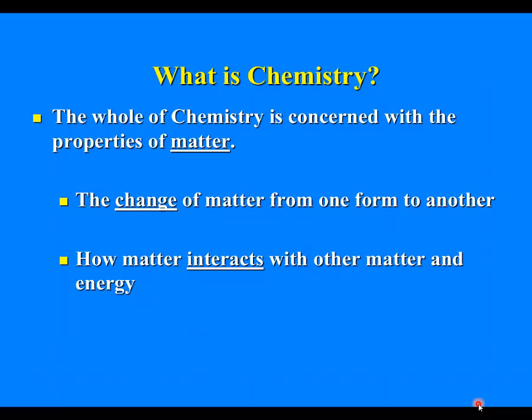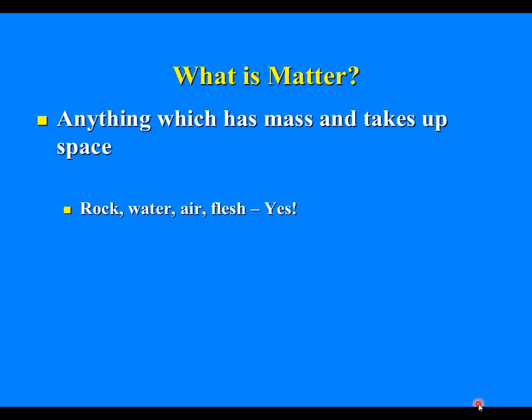Now I want you to realize that in order to really visualize this, we need to define what matter is. What is matter? It's anything that takes up space and has mass. So that's going to be the table in front of you. That's going to be your chair, your body, the air around us, the rocks outside, the water you drink. All of that is matter. It takes up space and has mass. So what would we define as not matter? Well, that could be forms of energy, like electromagnetic radiation.